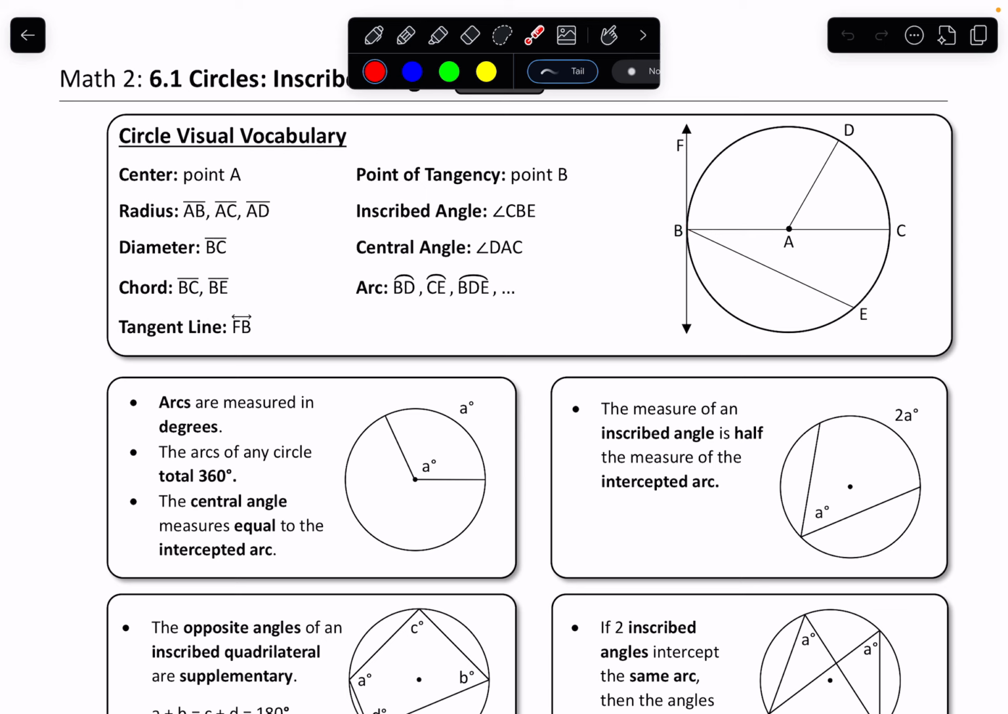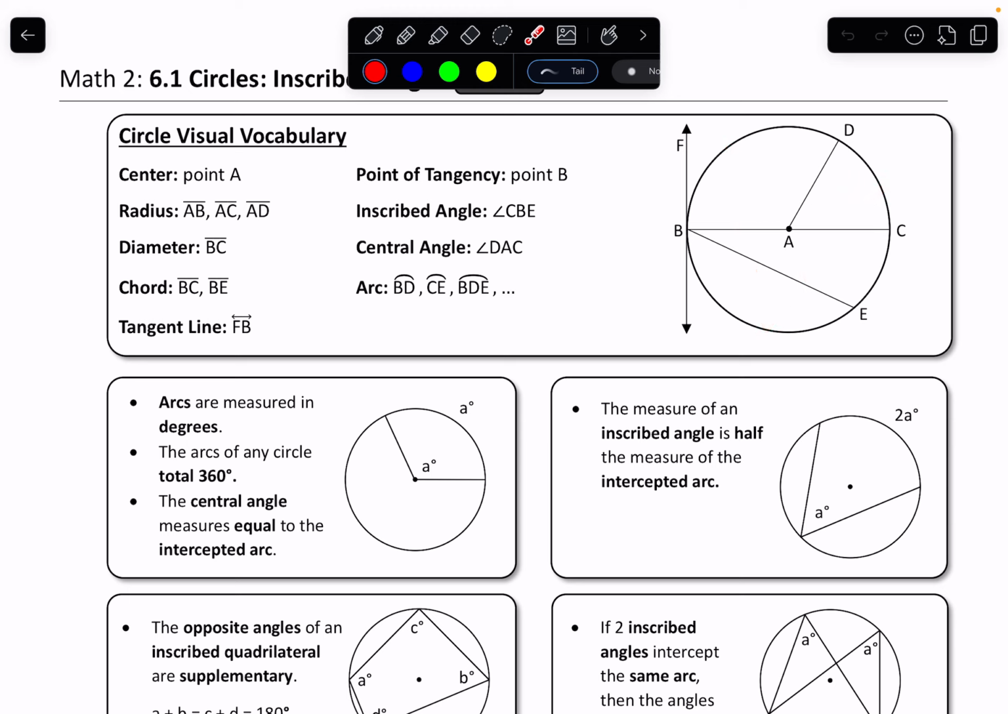An inscribed angle is an angle that is inside the circle, and all of the corners of the angle are on the sides of the circle. So like if I start at C and then I go to B and then I go to E, that's an inscribed angle. So any angle that starts and ends on the sides is an inscribed angle.